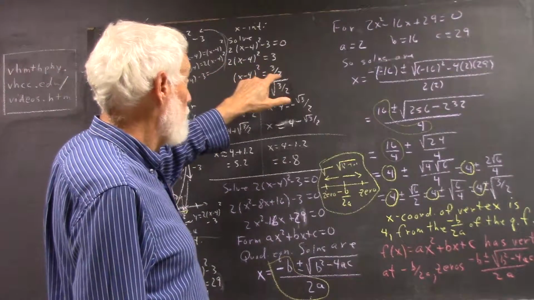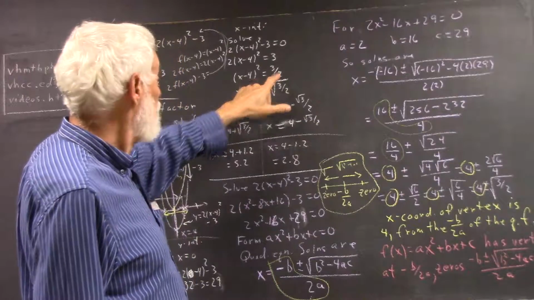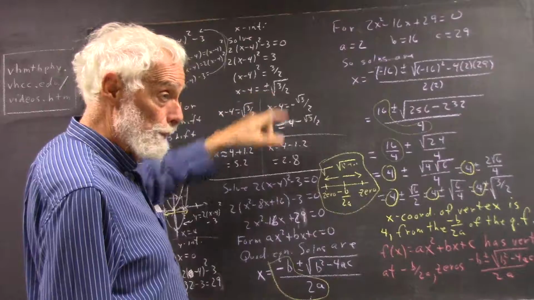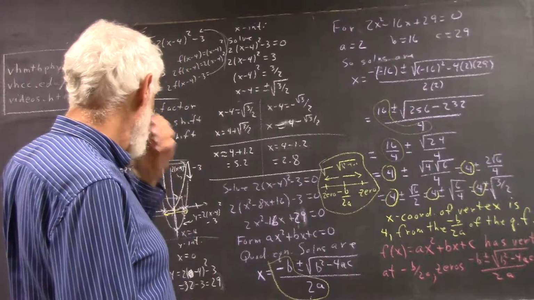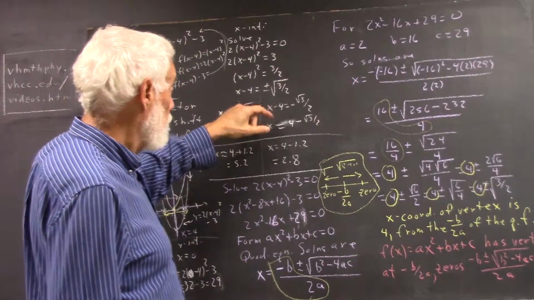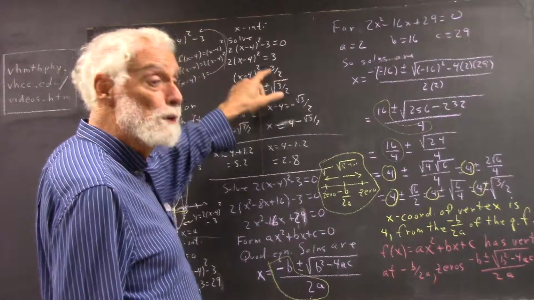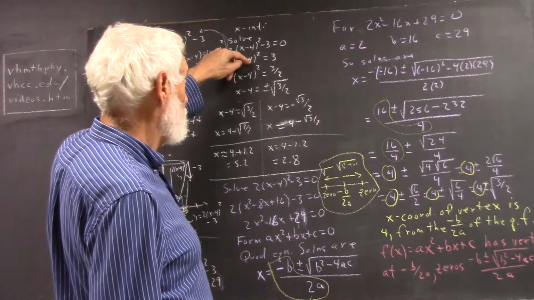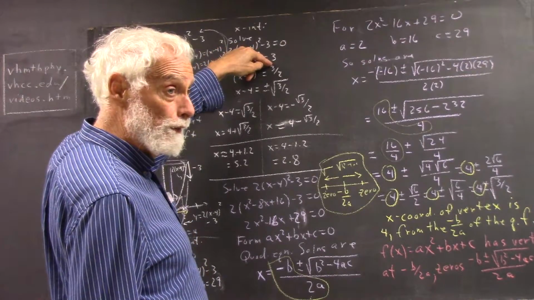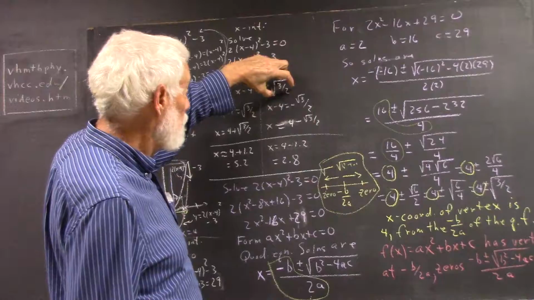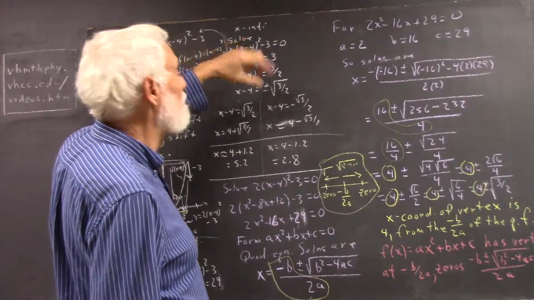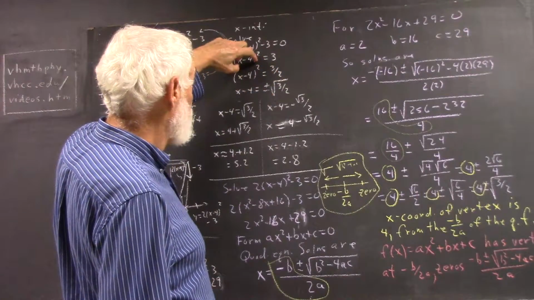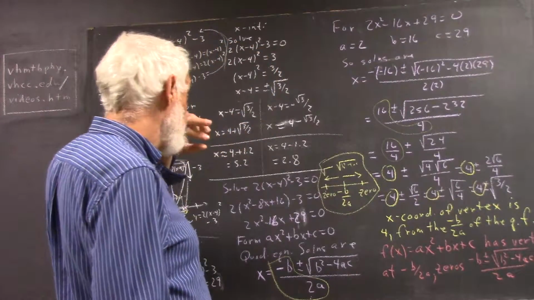When a square of something is equal to a positive number, then the something that you're squaring has to be plus or minus the square root of that positive number. And we verify that if x minus 4 is plus the square root of 3/2, then when we square x minus 4, we are going to get 3/2. Because if x minus 4 is the square root of 3/2, then x minus 4 squared is 3/2. Okay?